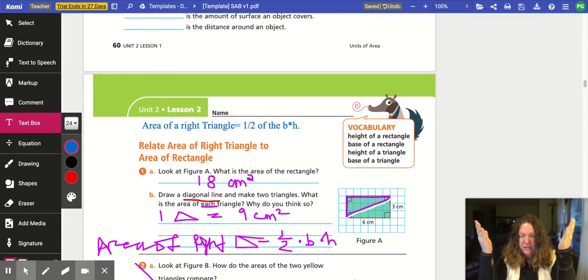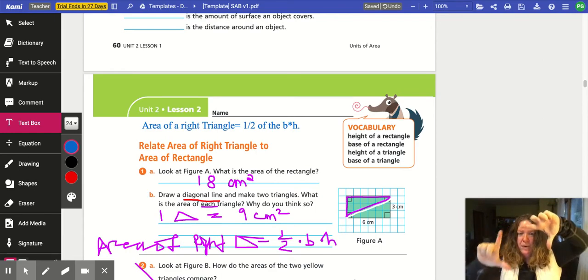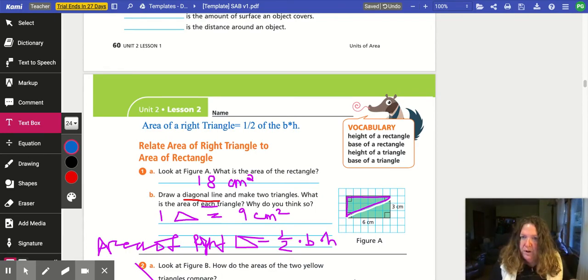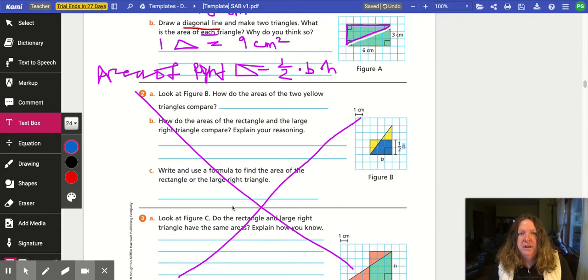So that's so important for today's work, that when you know the area of the rectangle, you cut it in half, and that's one of the triangles that makes. It's also the other triangle that makes. So those two triangles, when you put them back together, they make the area of the rectangle. Let's go on and try one down below.